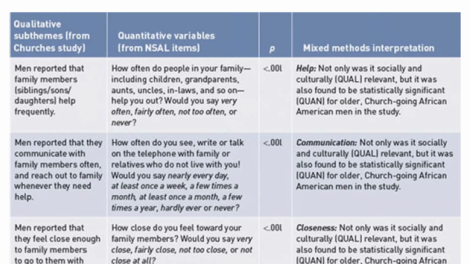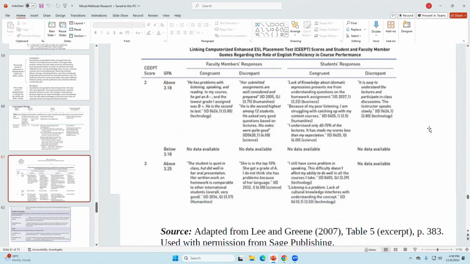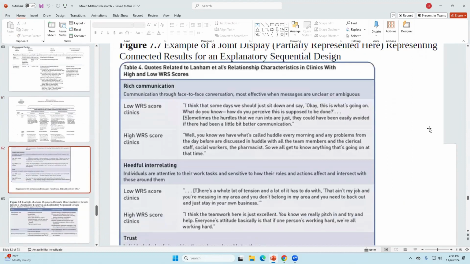If you are doing exploratory, and the result is significant, the qualitative response is supported. So in this way you are showing how you are applying that. This is explanatory sequential, okay? This one is explanatory, I will show you.